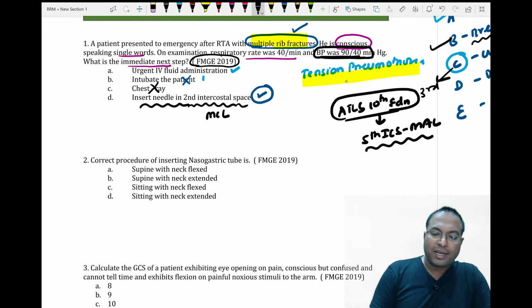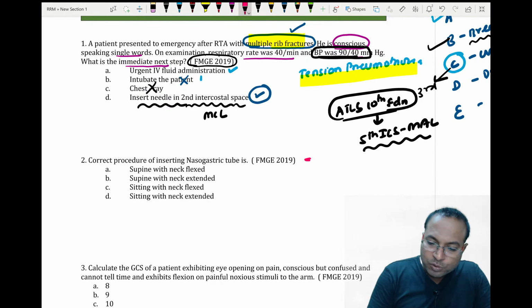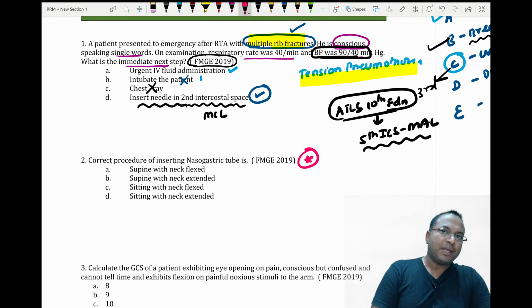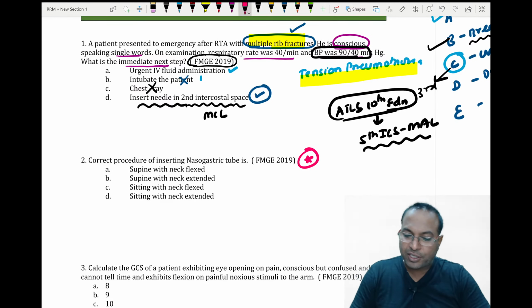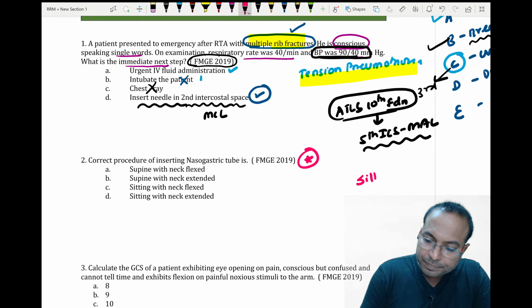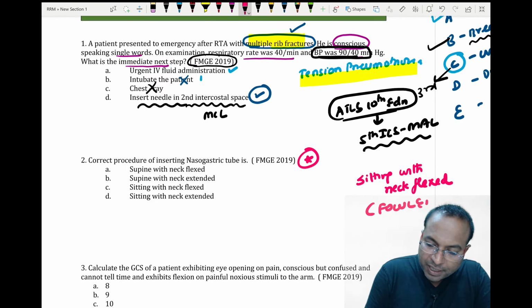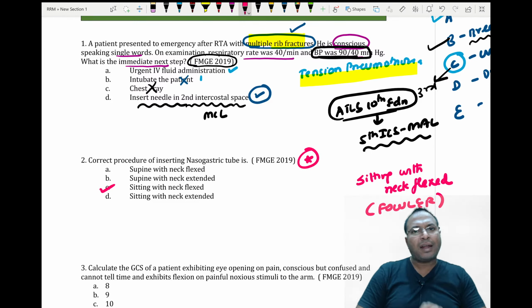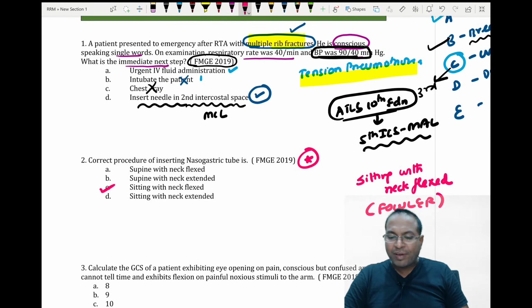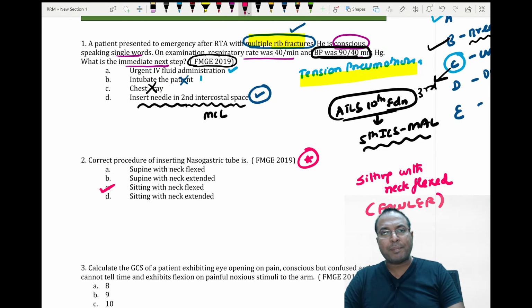Correct posture of inserting a nasogastric tube. This is an AIIMS question asked in the next exam in FMGE. Sometimes an AIIMS question will be asked in the FMGE exam. This is one such question. The correct position of inserting the nasogastric tube is sitting with neck flexed. This is the correct position, and this position is known as Fowler's position. Please remember the name of this position is Fowler's position. Sitting with neck flexed is a 100 times asked question in various mock exams. So this question you should never make a mistake.